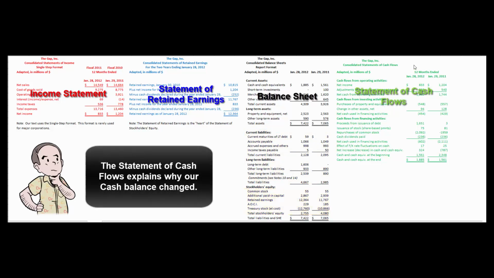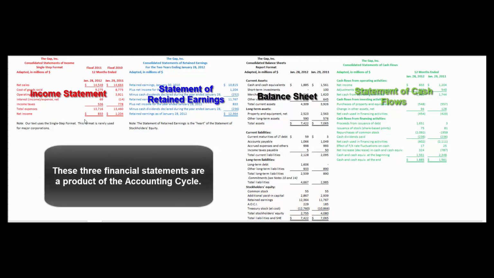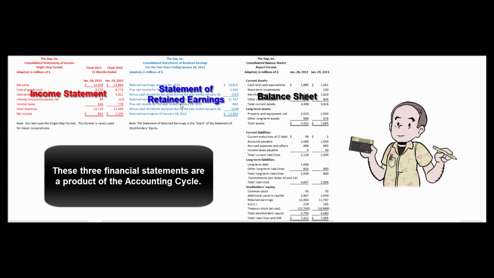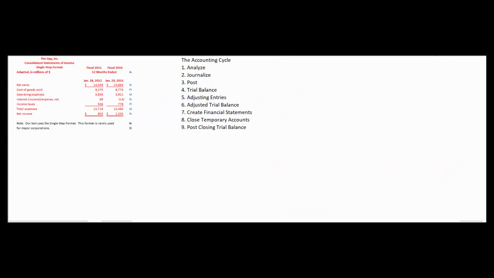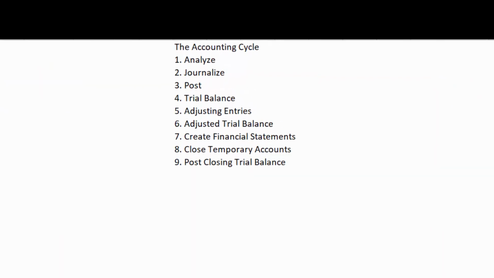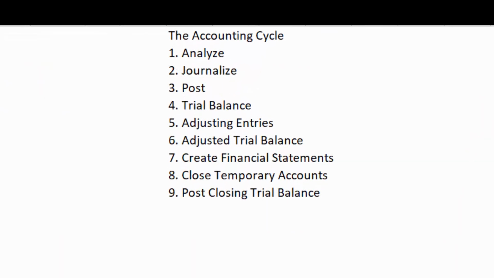Finally, the statement of cash flows explains to the outside world what happened to our cash balance over the course of the last period. And the first three of these, the income statement, the statement of retained earnings, and the balance sheet, are a product of the accounting cycle. The accounting cycle is a multi-step process whereby we record our transactions, prepare our financial statements, close out our books at the end of the period, and start all over again.